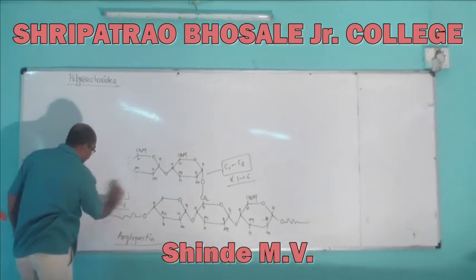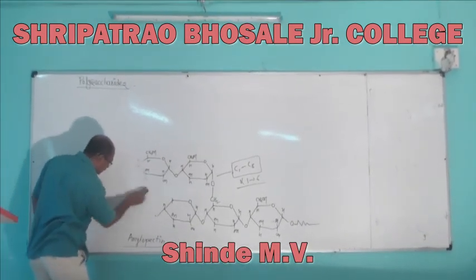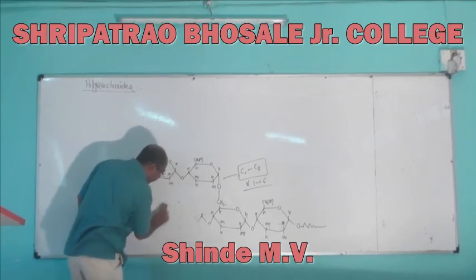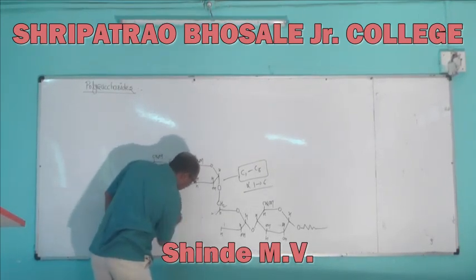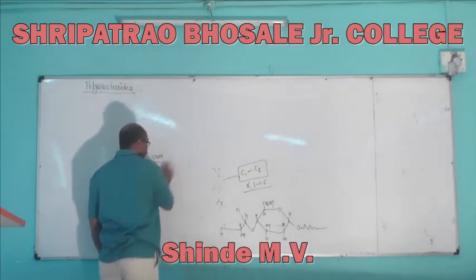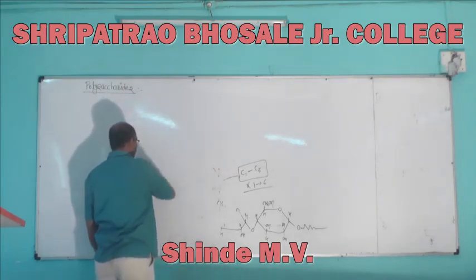Now we are going to study the cellulose structure, which has beta D glucose molecules, which are combined by beta 1 to 4 glycosidic linkage.